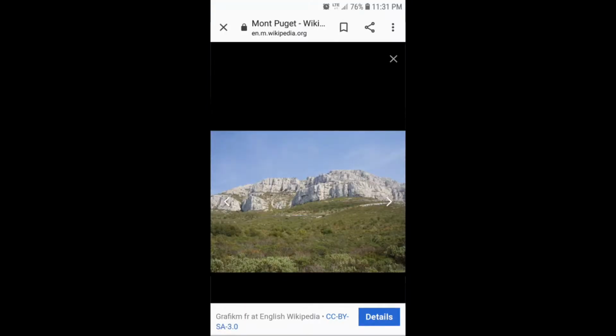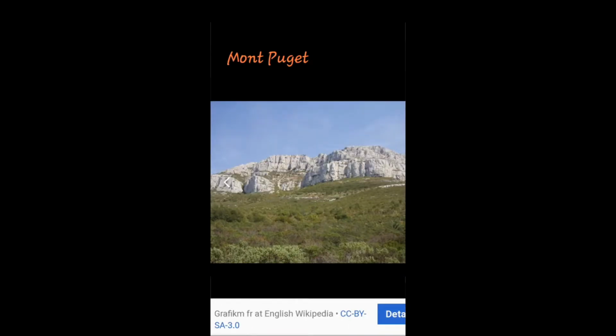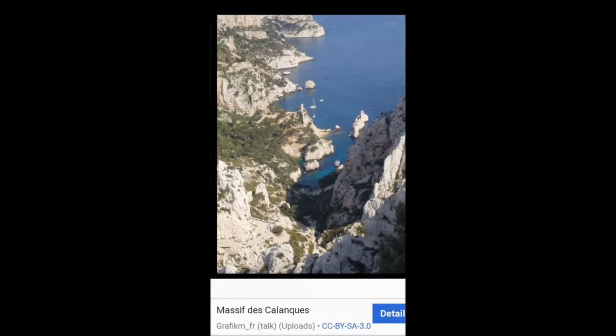Here is a picture of Mount Puget, which is actually, long story short, Latin for podium, an elevated place that is designated for superiority. These are beautiful mountain peaks. They are part of the Massif Central, which means it's a narrow, steep, walled inlet made of limestone, dolomite, or carbonate strata.